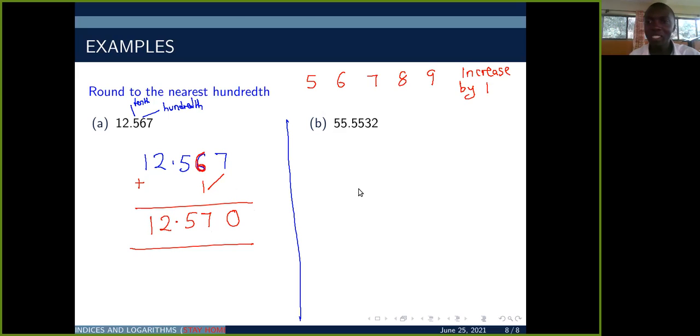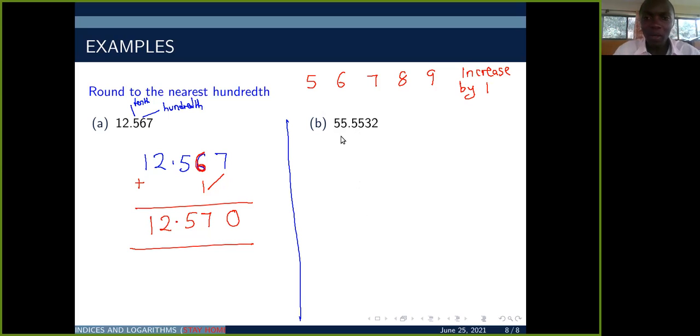Now, why don't I leave this one for you? Can you please try out this one and come up with your answer? Check yourself. Find out what is our answer here.